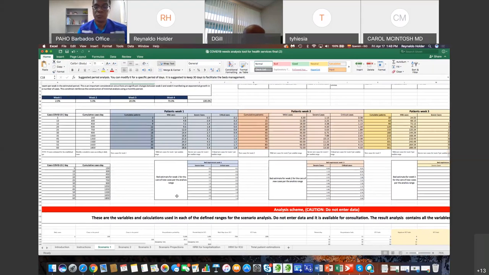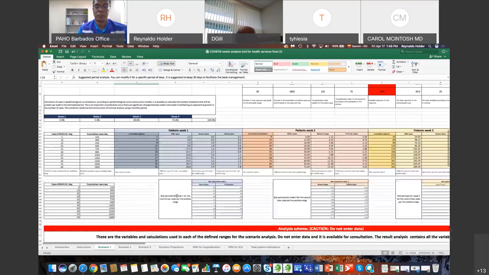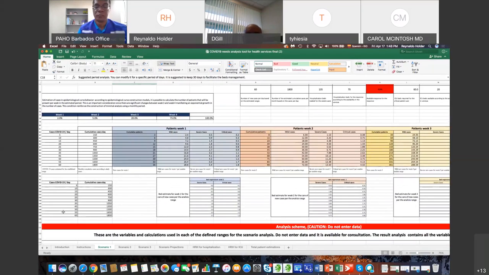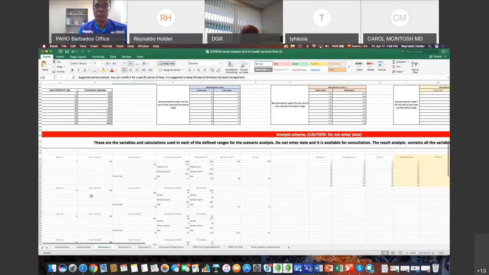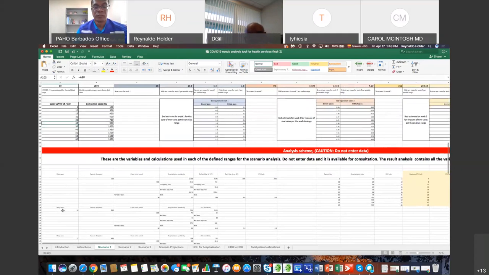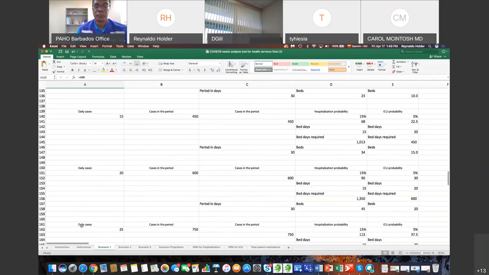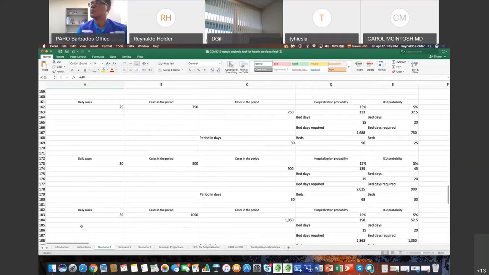This third section of the tool allows you now to look at specific data for each one of these numbers of COVID patients per day. Once this is established, the tool will tell you automatically, for instance, if you want to look at what would be the case for a demand of 30 COVID patients per day, you come to section number 3, and in the first, I'll expand this a little bit. The first column, as you can see, daily cases, you look for 30 cases per day, okay?